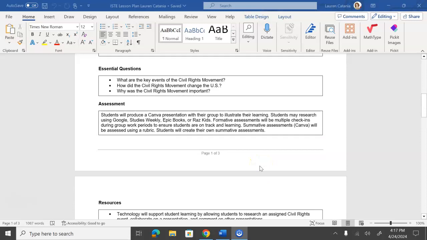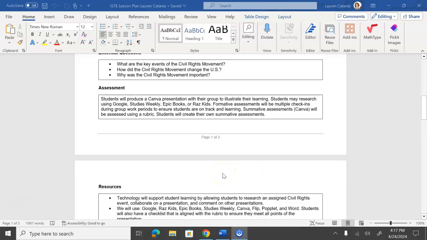So the research they used was Google, Studies Weekly, Epic Books, or Raz Kids. Formative assessment was multiple check-ins during the group work periods, and then the summative assessment was the Canva presentation.